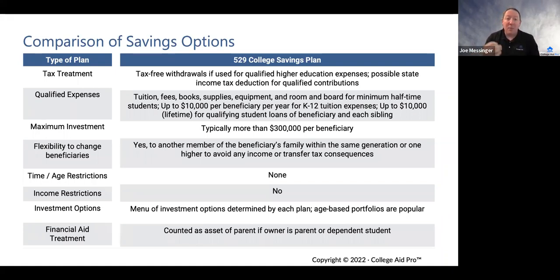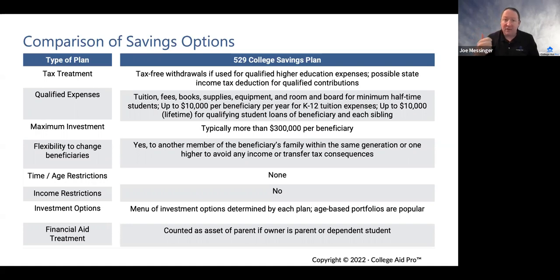So I'll bring up one other piece on the flexibility to change beneficiaries. And that is, for a lot of families, they have questions around 2 things. What about scholarships, and what do we do with it if we don't use it all? Okay, so what about scholarships? Scholarships, there's a provision within the 529 statute.